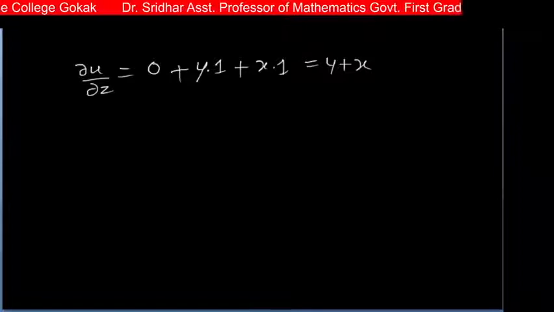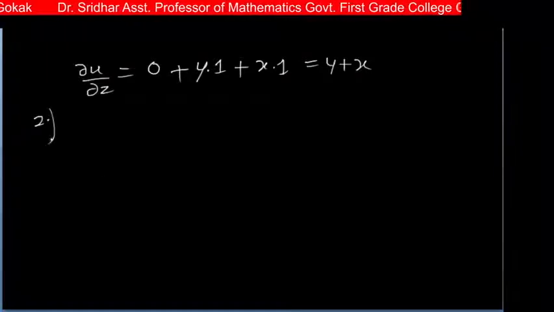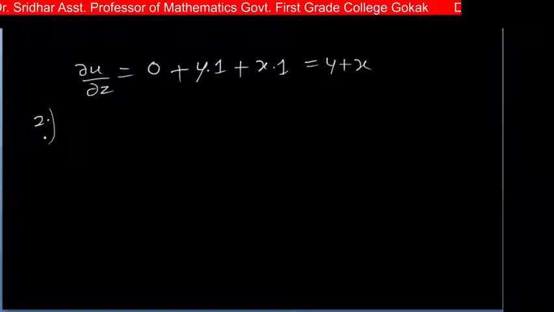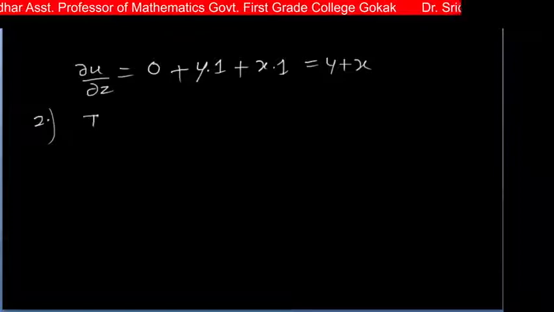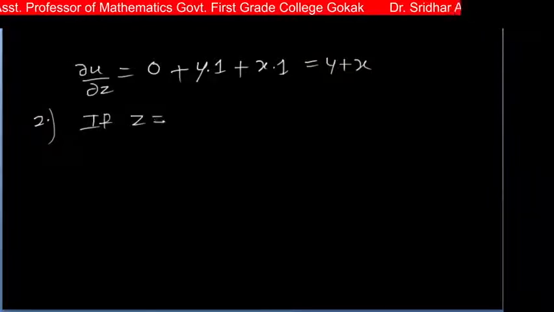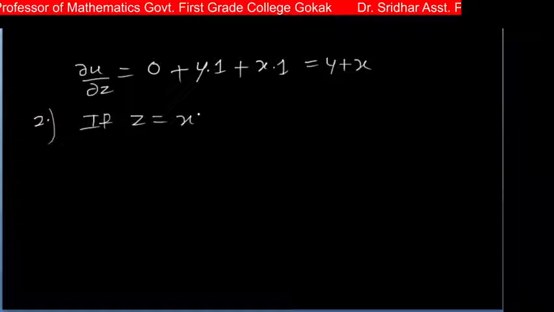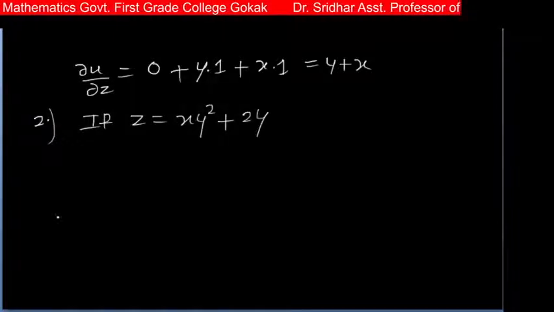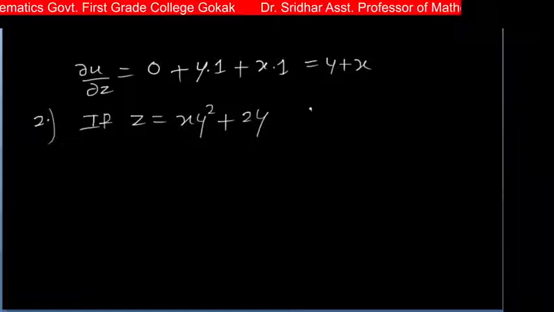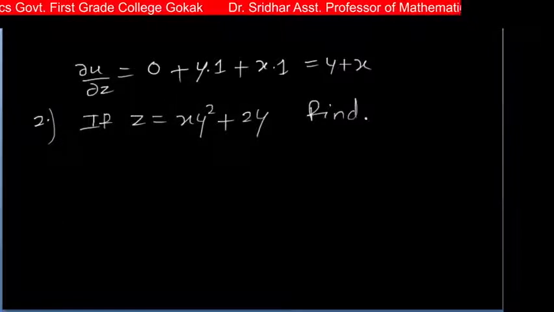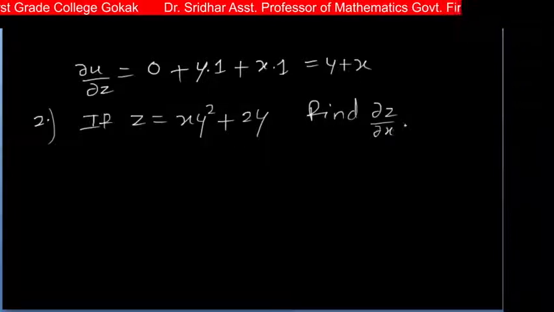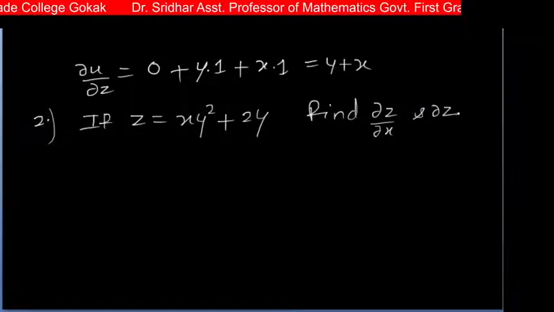Okay, so next we take another example. Second, if z is equal to xy squared plus 2y, find ∂z/∂x and ∂z/∂y.